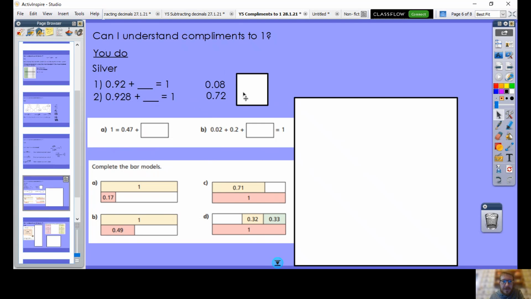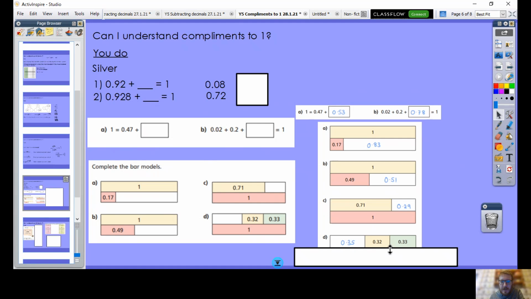So have a go at these questions, pause the video now, and we'll have a look at the answers afterwards. Okay, let's have a look at the first two and the answers to these ones as well. So hopefully you're able to identify with the bar models, you were trying to find that missing part like I talked about earlier that makes up the 1 whole. And in these cases, you had more than 2 decimals that you had to add together as well. So hopefully those were fine at the same time.